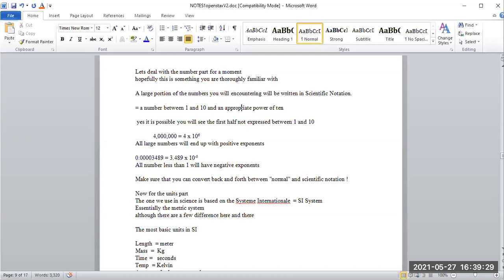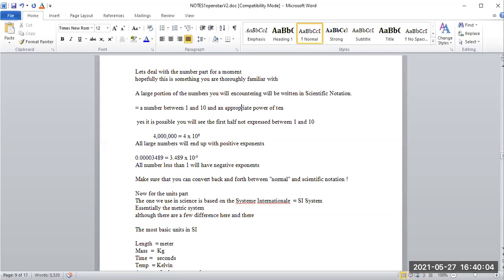And I gave you a couple of examples here to remind you that large numbers are going to have positive exponents. I gave you the number 4 million. When I convert that over into scientific notation, I am moving my decimal point from behind that final right-hand 0 all the way over to between the 4 and the first 0.